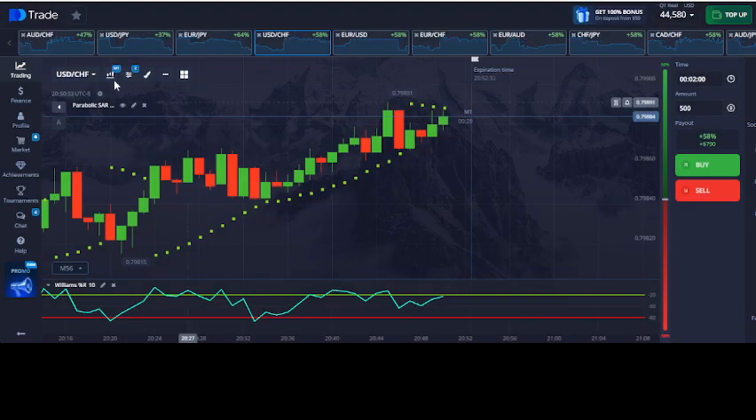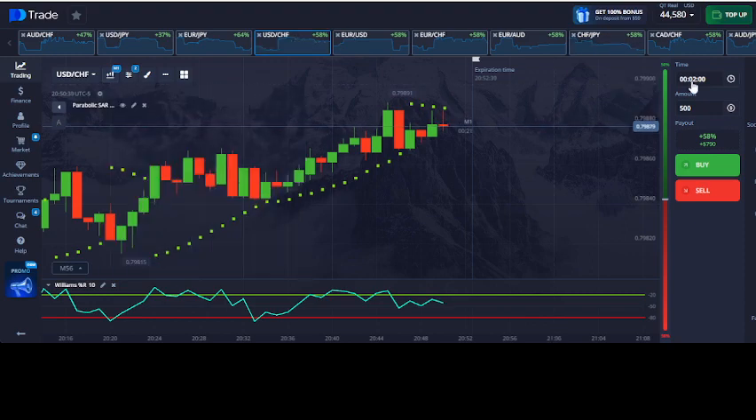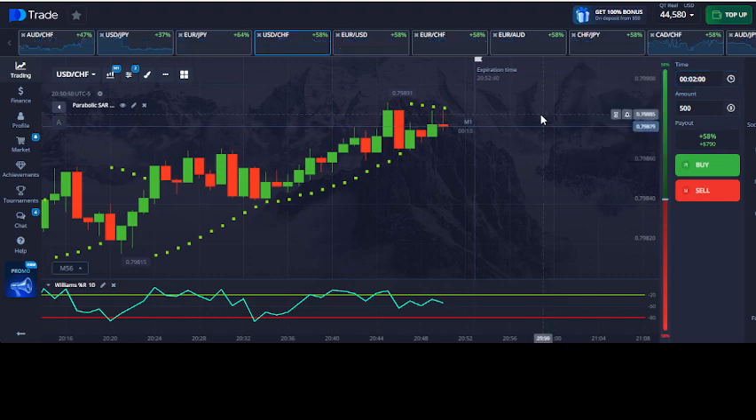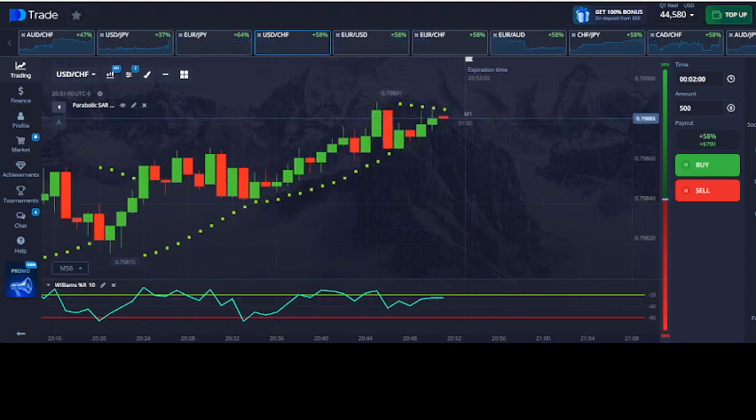And for my candlestick chart, I have the candlestick set to 1 minute regular Japanese candles here. And for my trade timer, I also have it set to 2 minutes. So I'm going to be taking 2 minute trades while looking at these 1 minute Japanese candles. Okay, so what I'm going to do now is I'm going to pause the video and look for a setup.